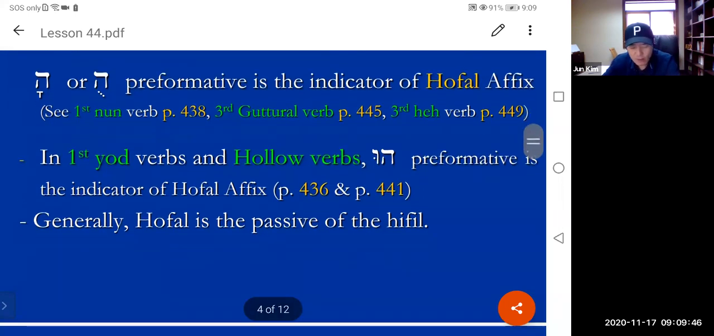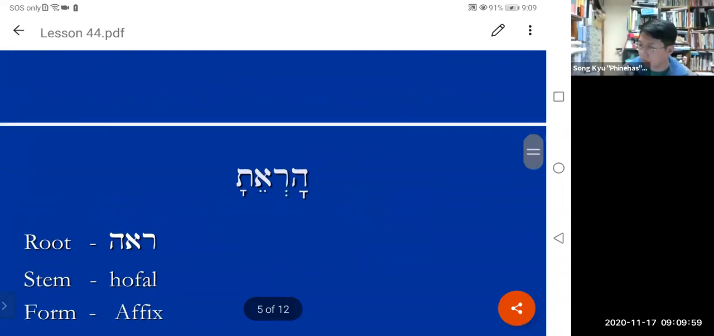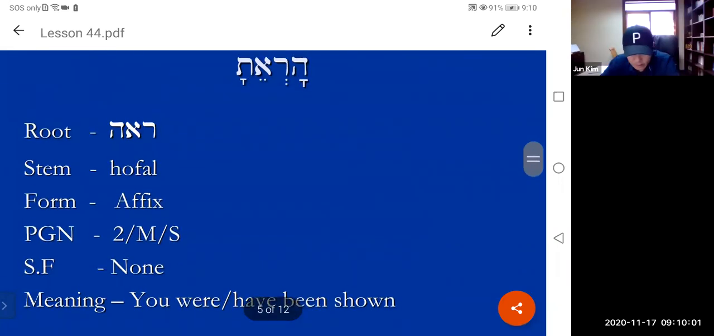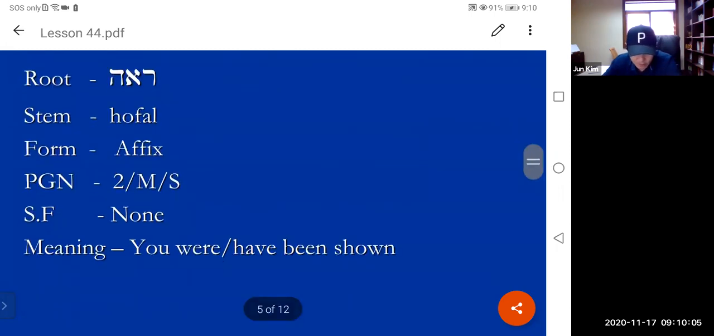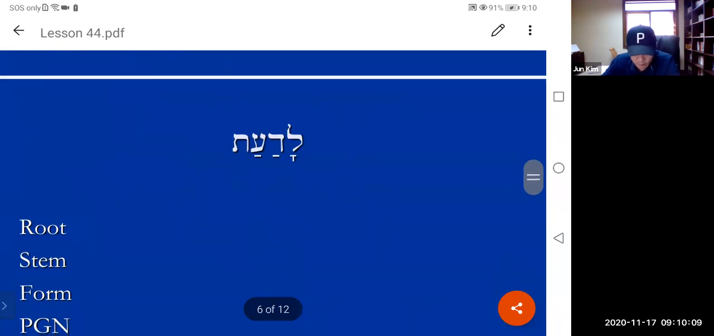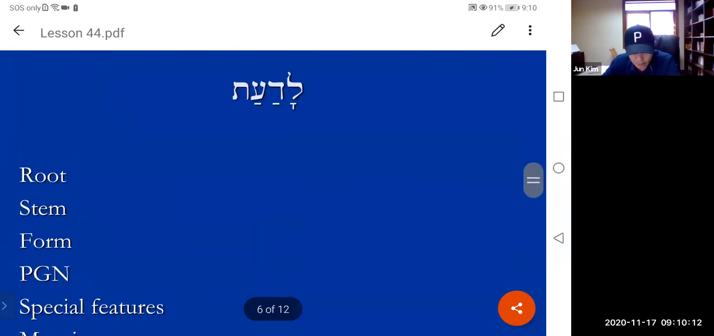But talking about the indicator of first yod and hollow verb Hophal stems, you need to remember the preformative hu. Okay, so this is done. Hophal affix 2 MSG, no special picture: you are or you have been shown. And this one is also done.